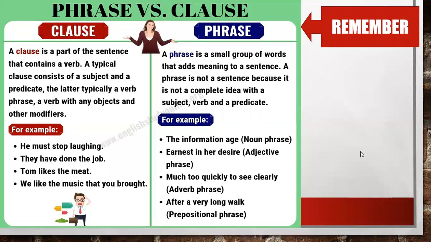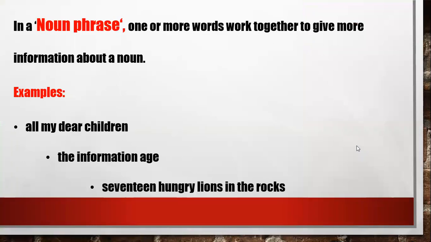All right? Now, let's pass to the other. Here we're going to see it in general terms, because we are going to analyze more in the next part. In a noun phrase, one or more words work together to give more information about the noun. Remember, in a noun phrase you could use one word, or two, or three, or four, or five words together to give more information about a noun. For example, here you have, all my dear children. All of this is a noun phrase, all right?